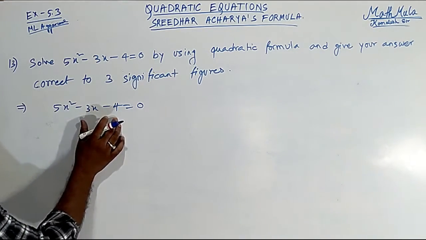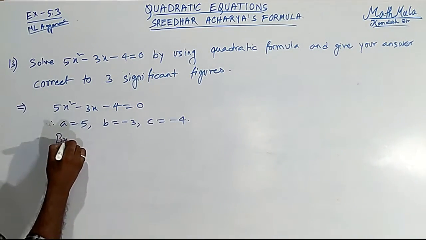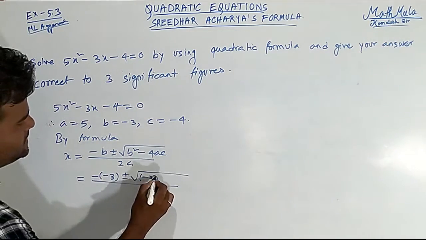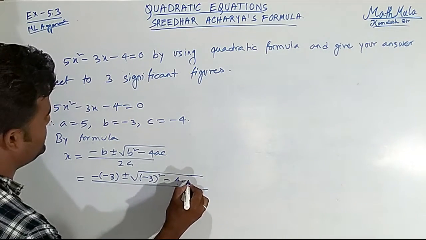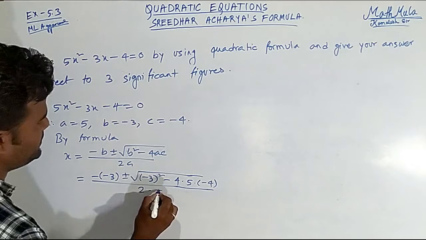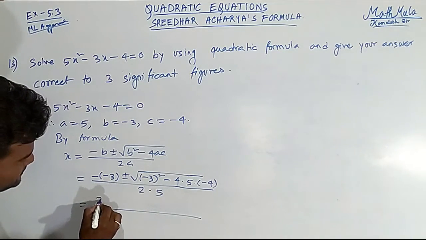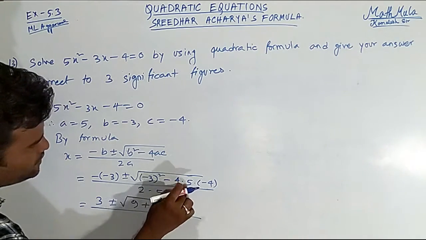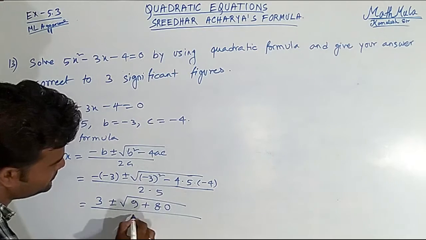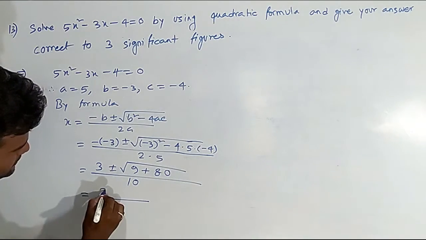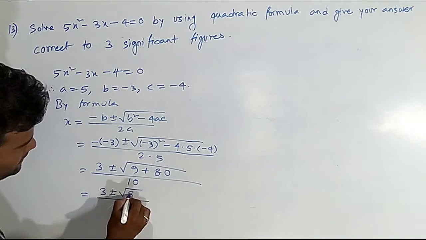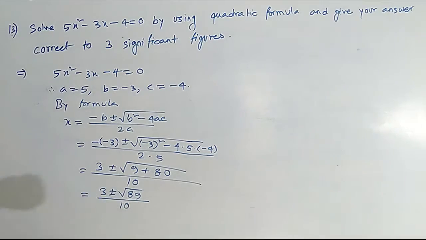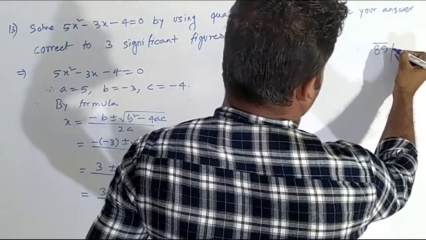Now comparing this given equation with the general form, by the formula, now putting the values, minus of minus 3 plus minus root of 3 square, minus 4 into 5 into minus 4, by 2 into 5, this is equals to minus minus plus 3 plus minus root of 9 minus minus plus, this is 4 5s are 20, into 4, that is 80, by 10, and this is equals to 3 plus minus root over 89 by 10.